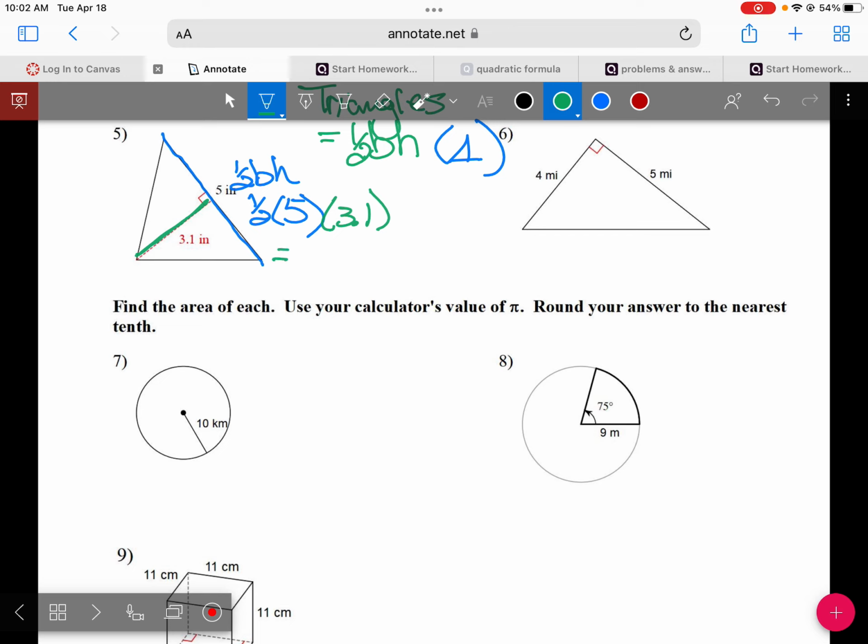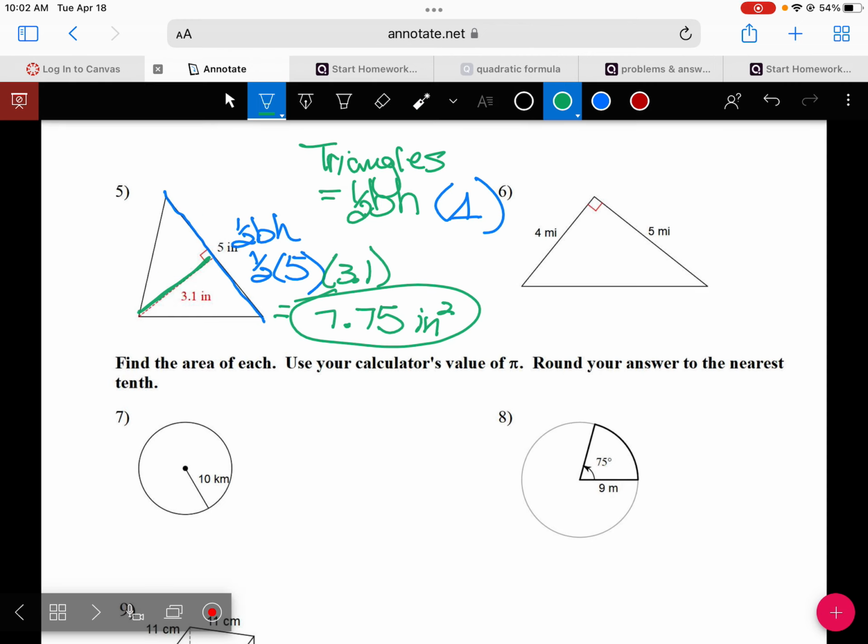All right, so number 5. Multiplying those all together. Did anybody happen to get an answer? Yeah, I got an answer. You want to know my answer? 7.75 inches squared. Yeah. That is correct.